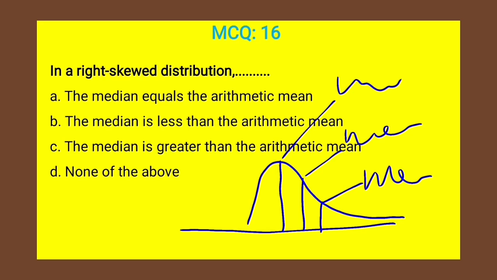So in a right skew distribution, we can say that A, the median equals the arithmetic mean. That is not true. B, the median is less than the arithmetic mean. That is very true. C, the median is greater than that. That is not true. D, none of the above. So it is certain that B, the median is less than the arithmetic mean, is the best option. That's option B. So let's take note of that.